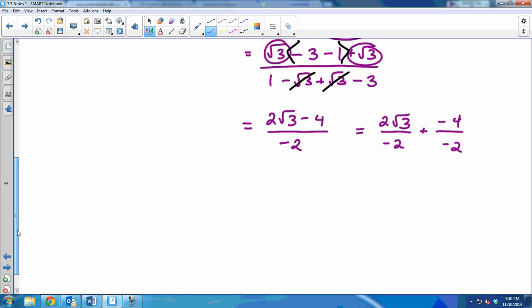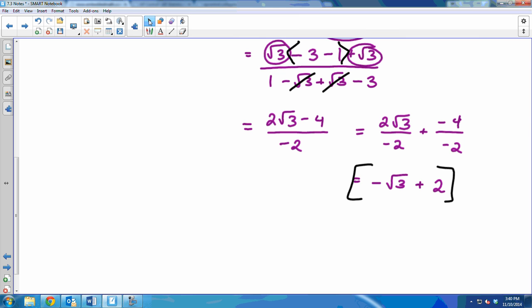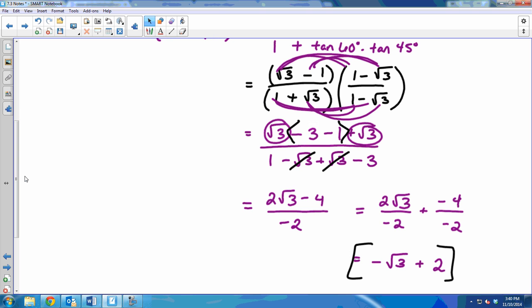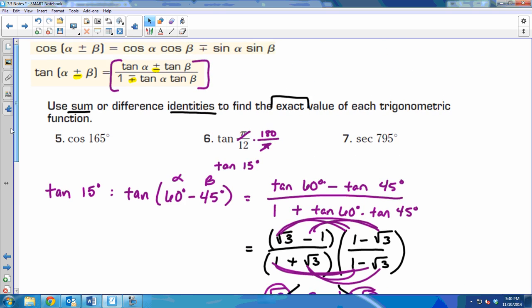So all I'm going to do is simplify. Since I have an even number in both of those fractions, I get negative square root of 3, that's 2, divided by negative 2 is negative 1. And negative 4 divided by negative 2 is positive 2. So there's my nice and neat tangent value. Again, think of all the extra steps we have to do if we had the square root of 3 over 3 instead. I'm trying to save you some time.